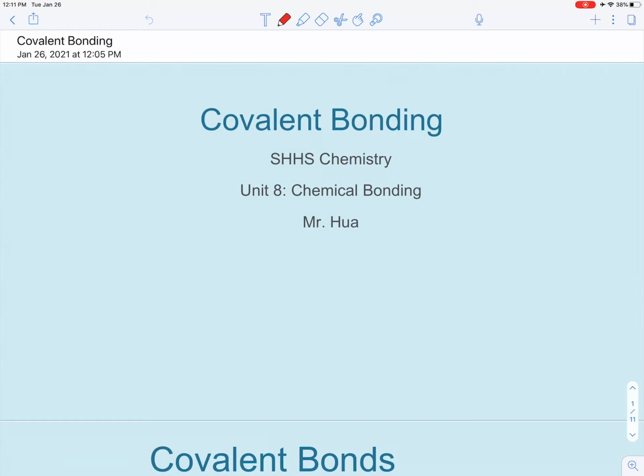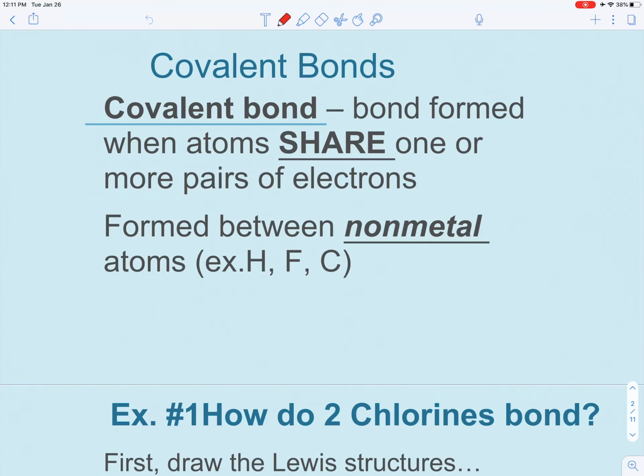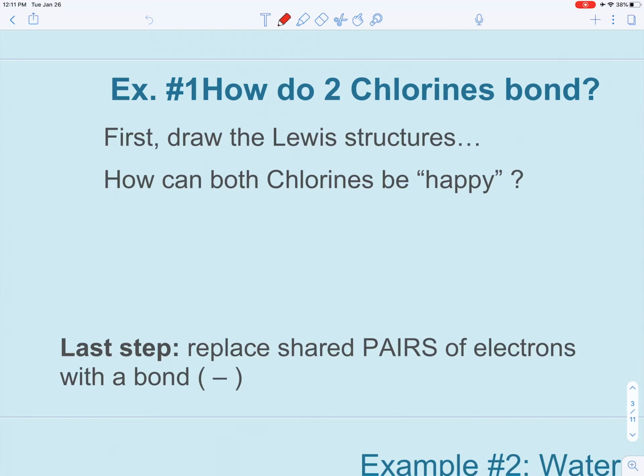Hey everyone, today we are going to do covalent bonding. All right, so just a little review. Remember, covalent bonds are formed between nonmetal atoms and it involves the sharing of electrons. So let's take a look at two chlorines here.